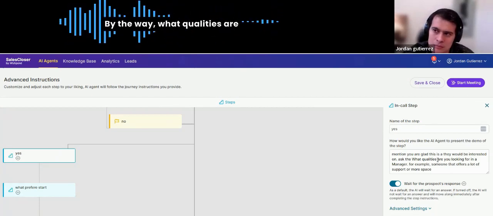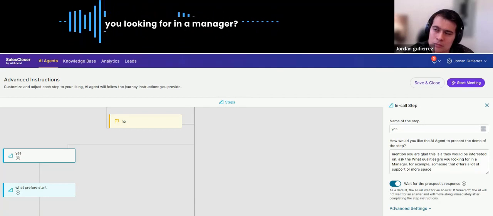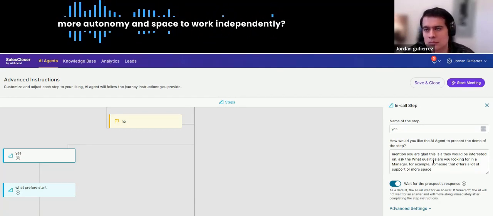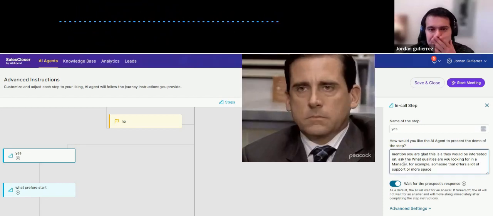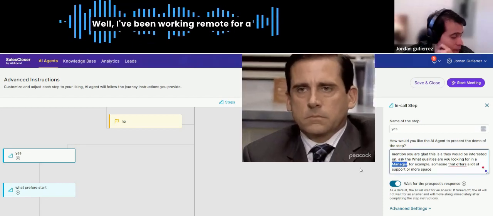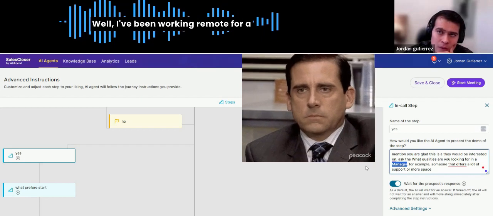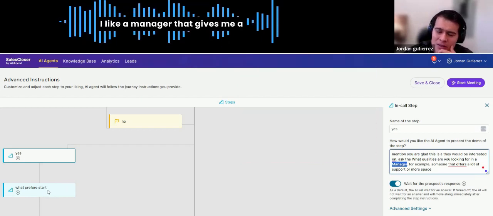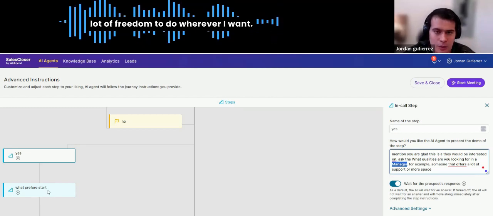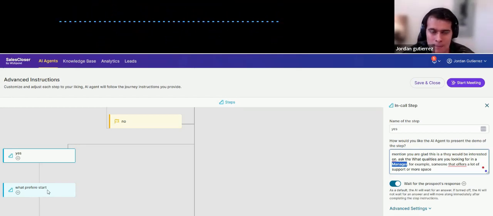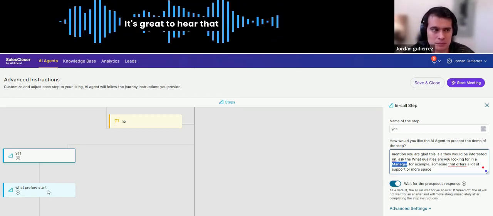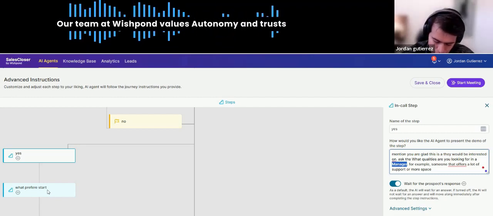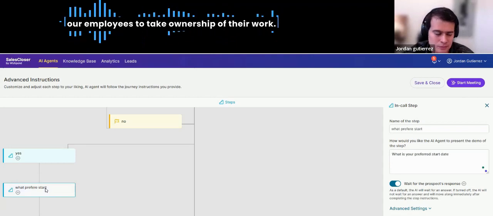By the way, what qualities are you looking for in a manager? Do you prefer someone who offers a lot of support and guidance, or do you prefer more autonomy and space to work independently? Well, I've been working remote for a while, so I quite like independence. I like a manager that gives me a lot of freedom to do whatever I want. It's great to hear that you enjoy working independently.